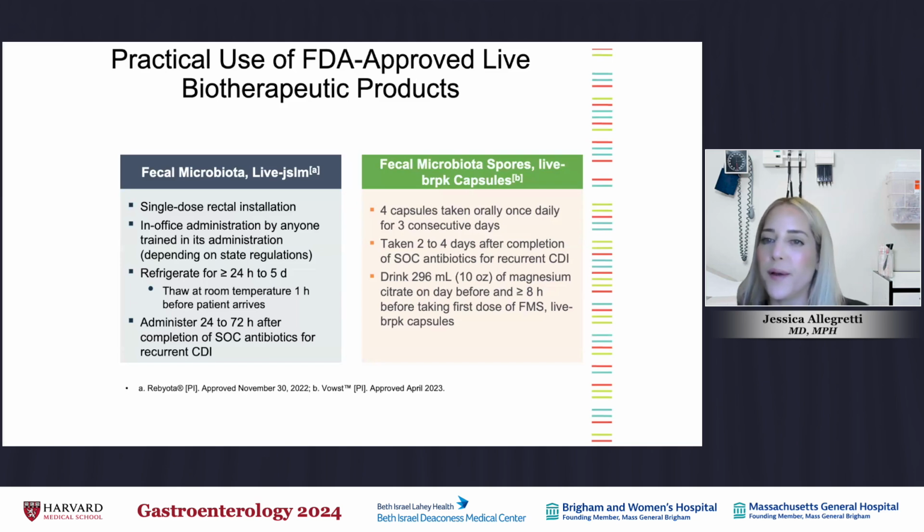Whereas the fecal microbiota spores live is 4 capsules taken once daily for 3 consecutive days. This is a prescription that you will write and get sent to the patient's house. It should be taken after a 2 to 4 day washout. And when you prescribe this, the patients will also get sent a bowel laxative, so 10 ounces of magnesium citrate to take the day before their first pill administration, again, to wash out any residual antibiotics to improve the efficacy.